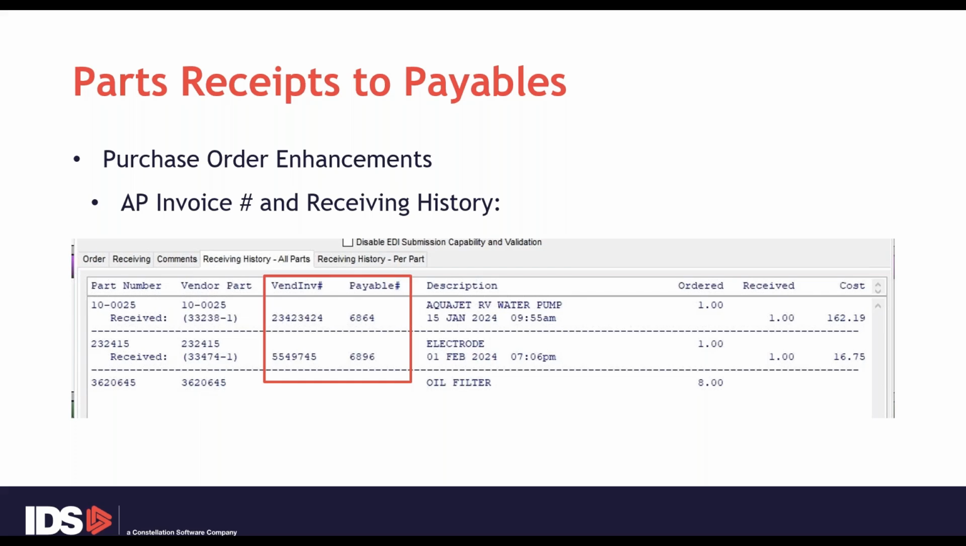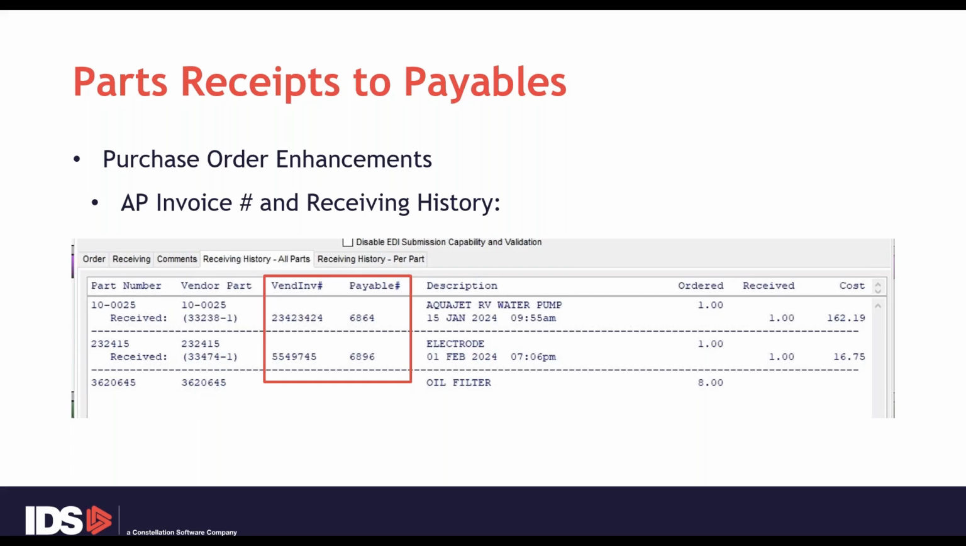We also added to the right of the receiving history all parts. You can see there's a receiving history per part, and that allows you to see the full receiving history. Say you order 100 of something and you receive 10 and then 20 and then 50. It'll actually show the full receiving history for that part, and again, every payable associated with it.